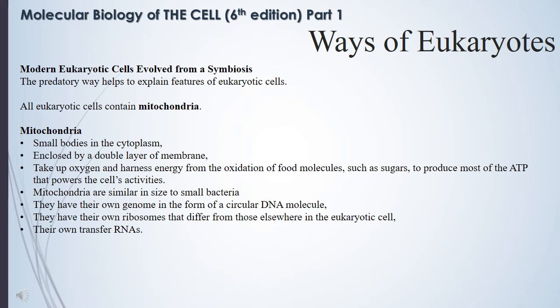So one of the more modern and more or less accepted theories of how the eukaryotes came to being is basically symbiosis. The predatory nature of eukaryotic cells helps explain why these cells are larger and have many different organelles.